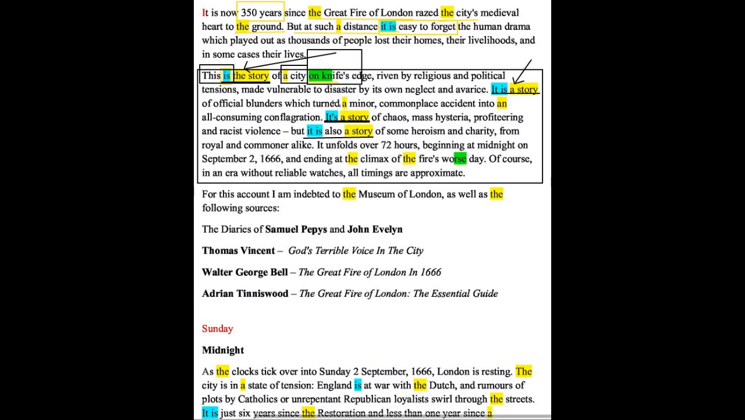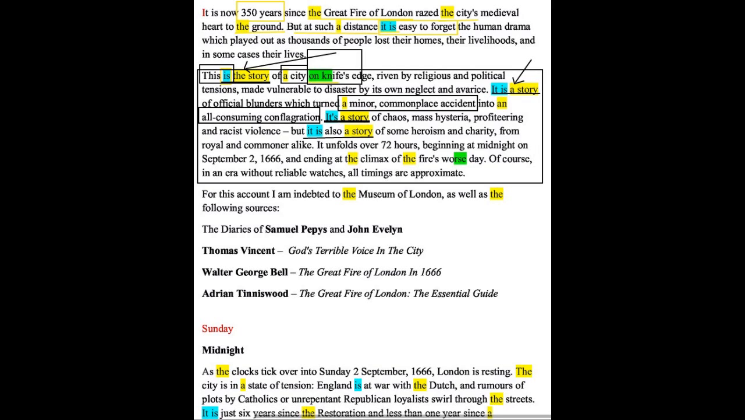So let's go a little bit further now. A minor and commonplace accident. So it just wants to introduce the accident. An all-consuming conflagration. Again, we're introducing the fire.